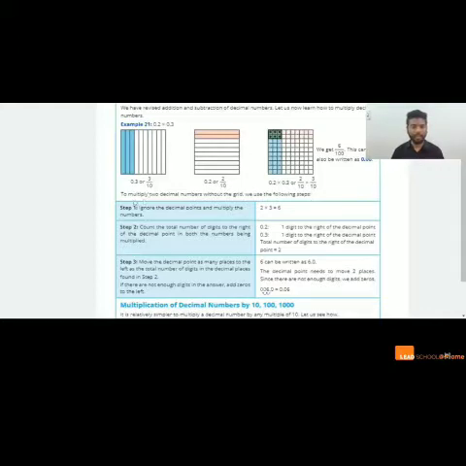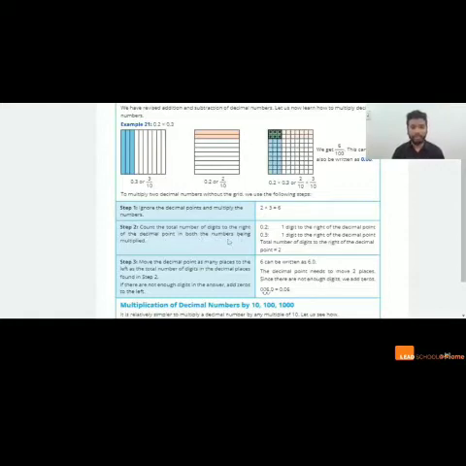Great. So to multiply two decimal numbers without the grid, we use the following steps. Step 1. Ignore the decimal points and multiply the numbers. What we are going to do in step 1 is ignore the decimal points and multiply the numbers only. For step 2, I will count the total number of digits to the right of the decimal point in both the numbers being multiplied.